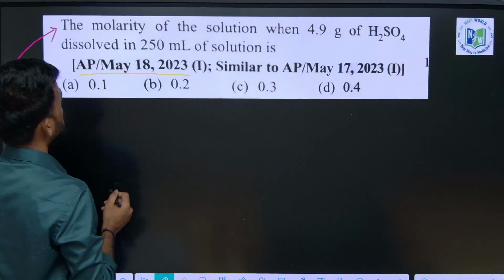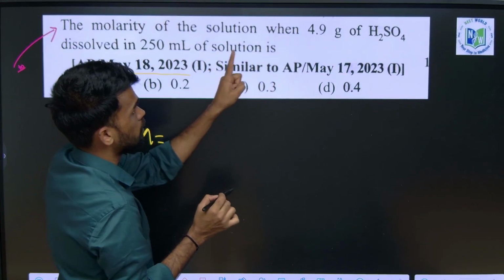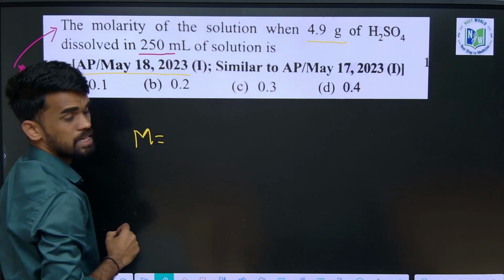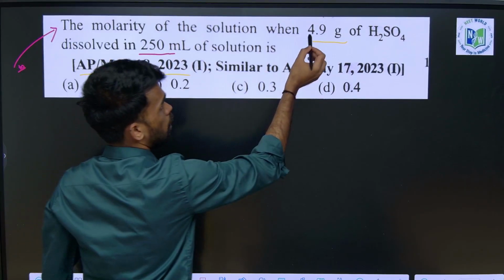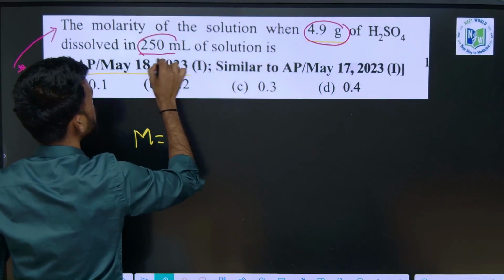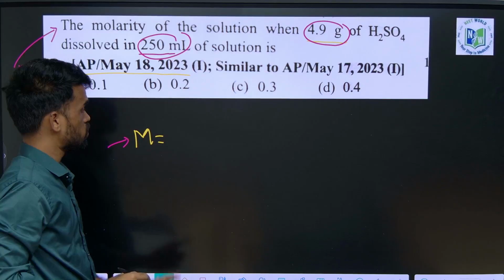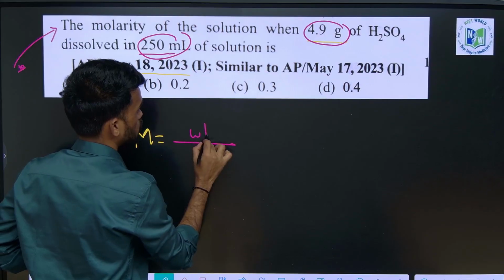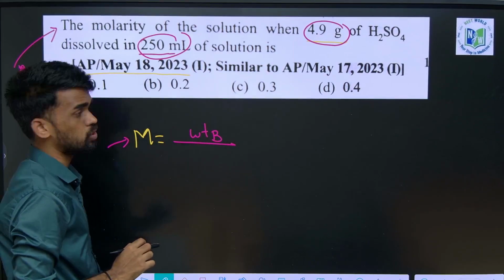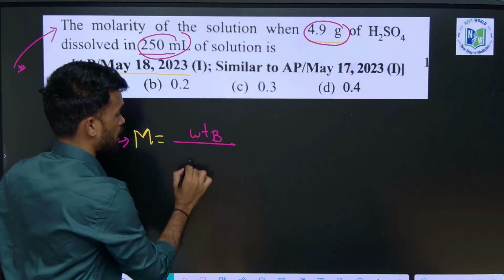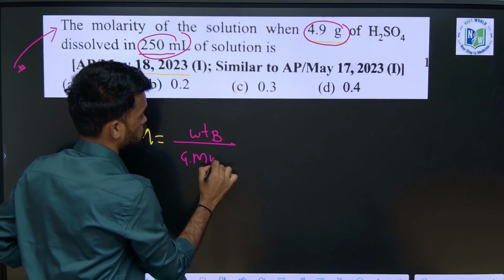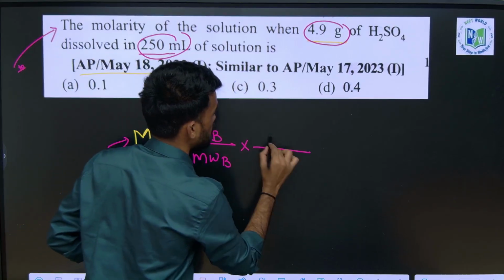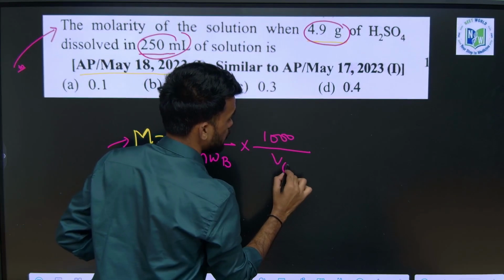particular concept. So let us see here: molarity of the solution when 4.9 grams of sulfuric acid is dissolved in 250 ml, they are saying. So how do we relate these grams and these volumes to this molarity? How do we convert that? We have a formula which I mentioned in the previous slide. What is that? Weight of solute, because they are given in terms of solute only, in grams, by gram molecular weight of solute, into 1000 by the volume in ml.